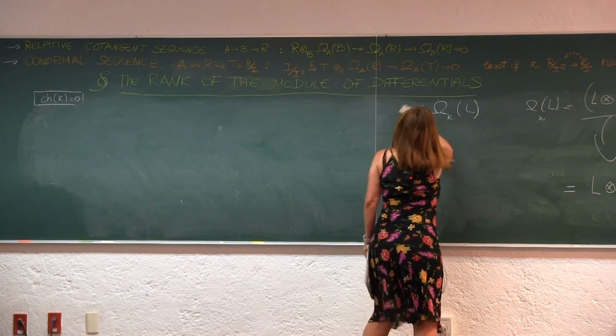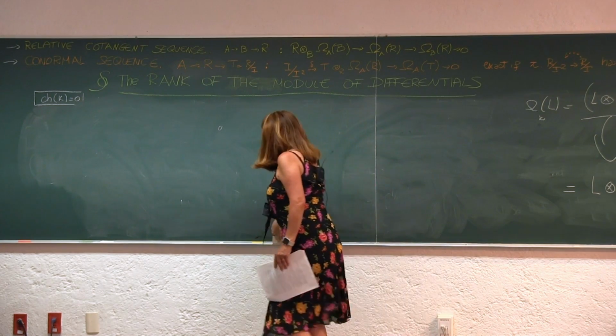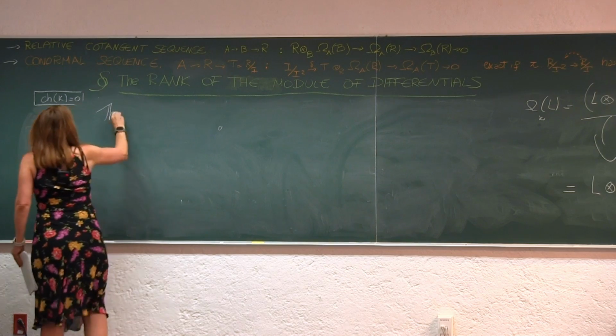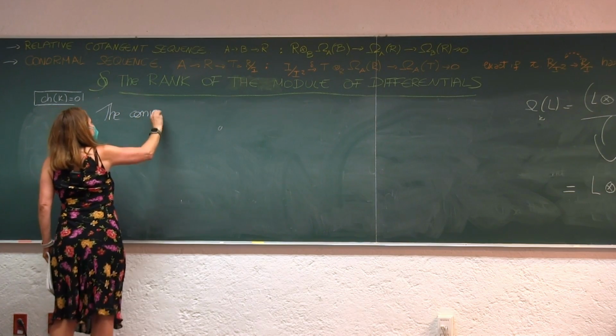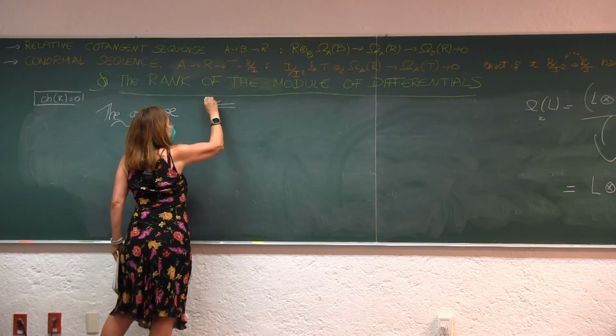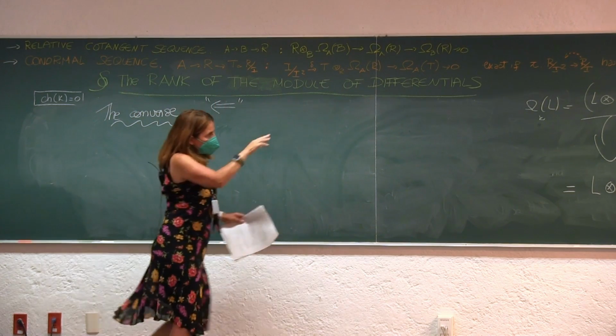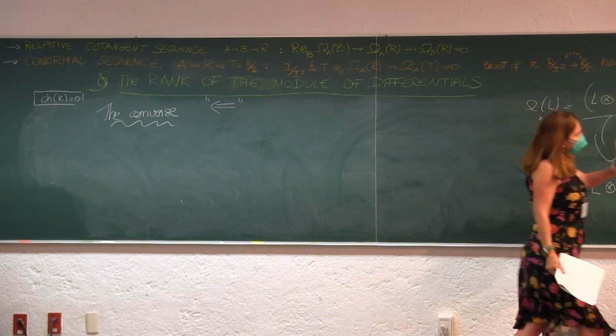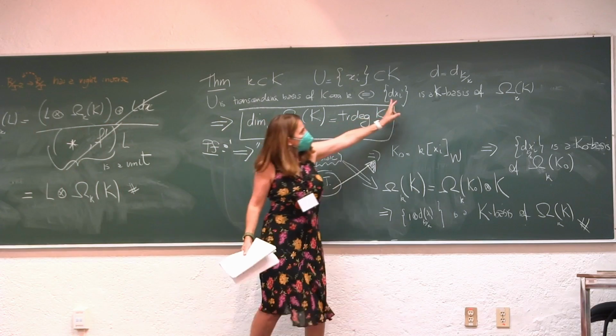So the converse. This is a little bit harder, but not so much, but we have to use that part also. So let's see how we do it. We assume that this guy is a basis.